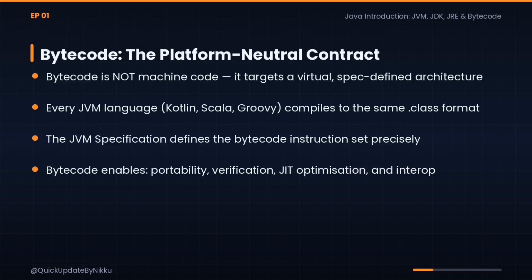Bytecode is the key to write once, run anywhere. It is an intermediate representation defined by the JVM specification, not tied to any real CPU. Because Kotlin, Scala, and Java all emit the same .class bytecode format, a Kotlin function and a Java function are indistinguishable to the JVM at runtime. That is precisely why Kotlin can call Java libraries with zero overhead, both compile to the same bytecode contract.